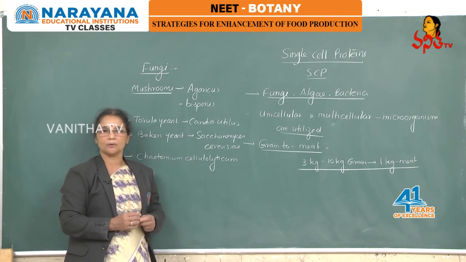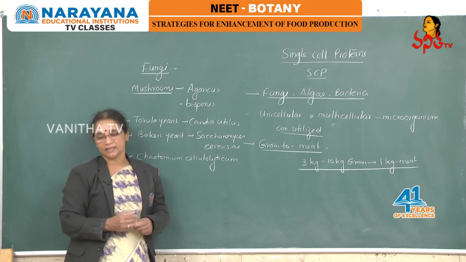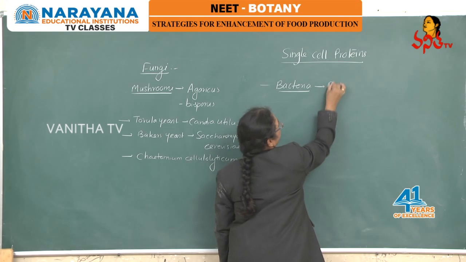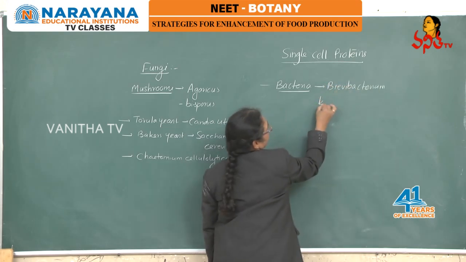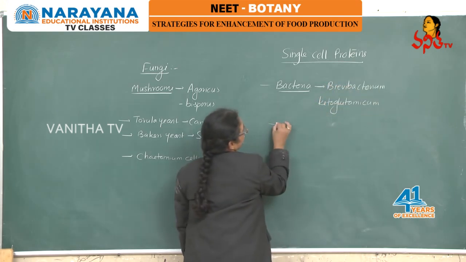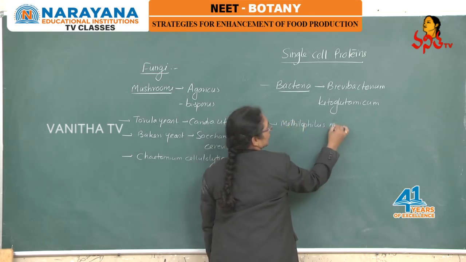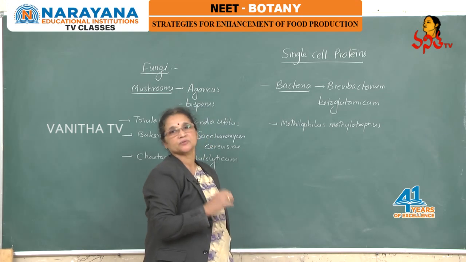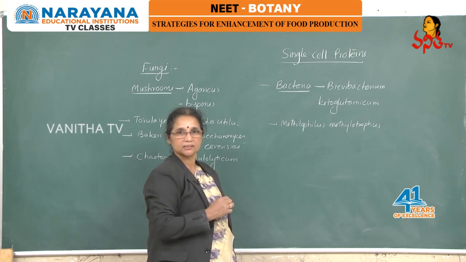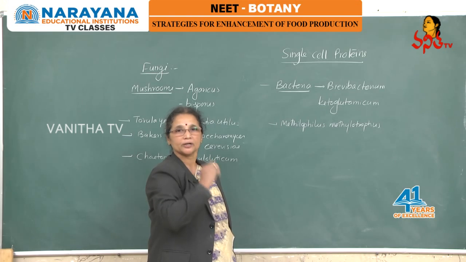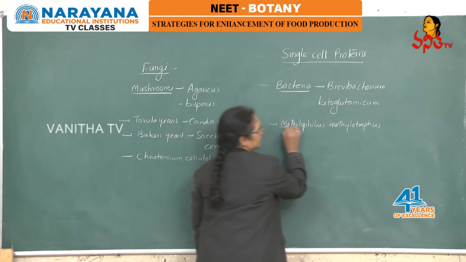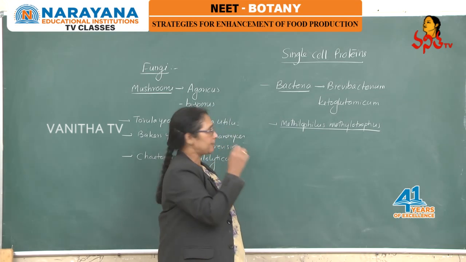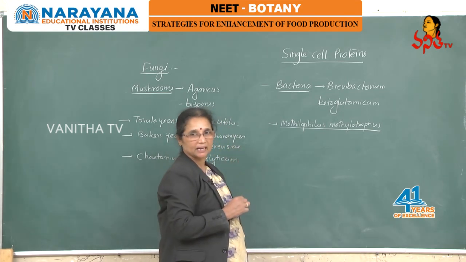Now we are going to learn about which are used in bacteria. In bacteria, Brevibacterium ketoglutamicum and Methylophilus methylotropus. These are the best examples of bacterial organisms which are used as single cell proteins. Here we have to discuss an important point regarding the high rate of multiplication and production of large biomass by the Methylophilus methylotropus bacterium.